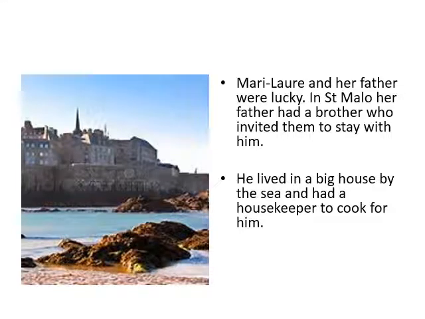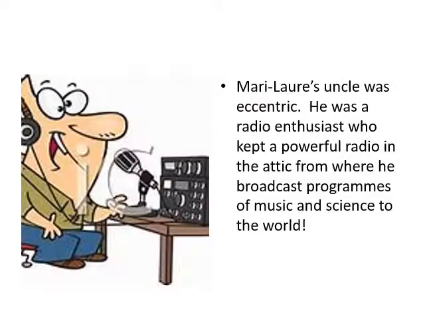Marie-Laure and her father were lucky. In Saint-Malo, her father had a brother who invited them to stay with him. He lived in a big house by the sea and had a housekeeper to cook for him. Marie-Laure's uncle was eccentric. He was a radio enthusiast who kept a powerful radio in the attic, from where he broadcast programs of music and science to the world.